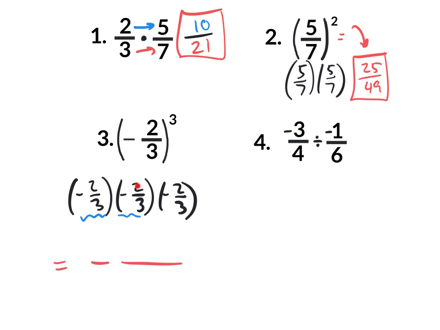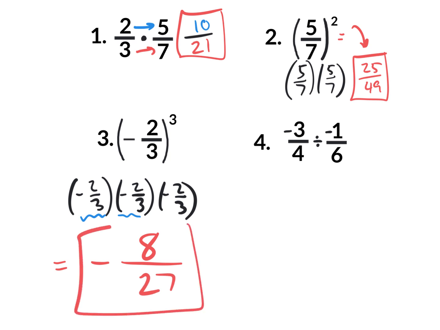So what is 2 times 2 times 2? 8. So we already know 8 up on top. We already put the negative out here in the front, so we're good. How about on the bottom? We have 3 times 3, 9 times 3, 27. So our answer is negative 8 over 27.